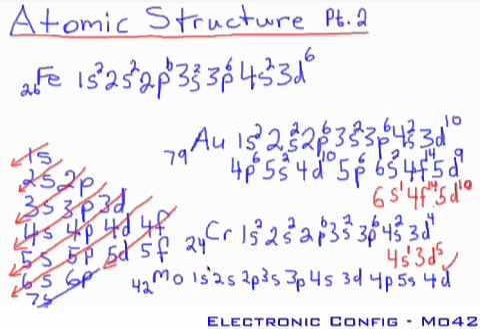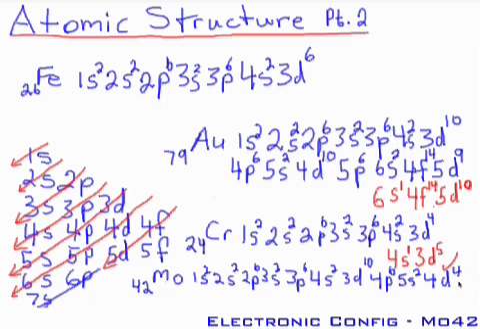Let's check. S can have 2. P is 6. D is 10. Let's add that up: 2, 4, 10, 12, 18, 20, 30, 38, 48. We need 42. So 38 to get to 42, I only have to add 4. Wow, there it is. 4s squared 3d4, 5s squared 4d4.